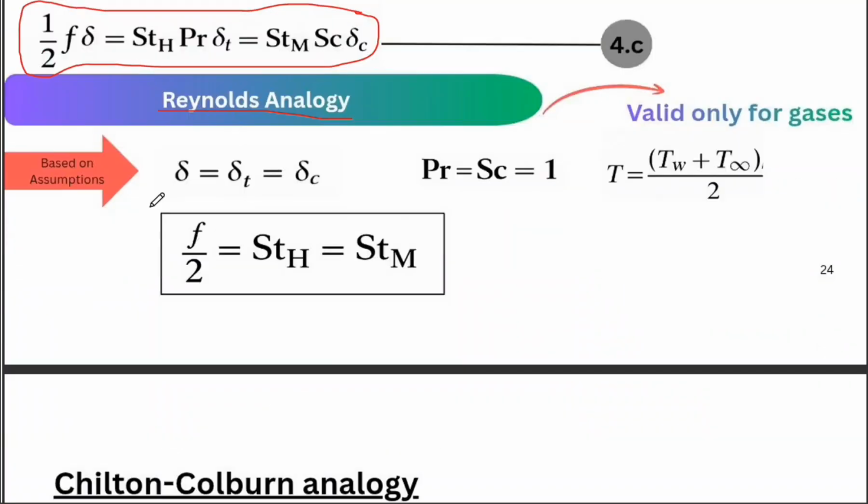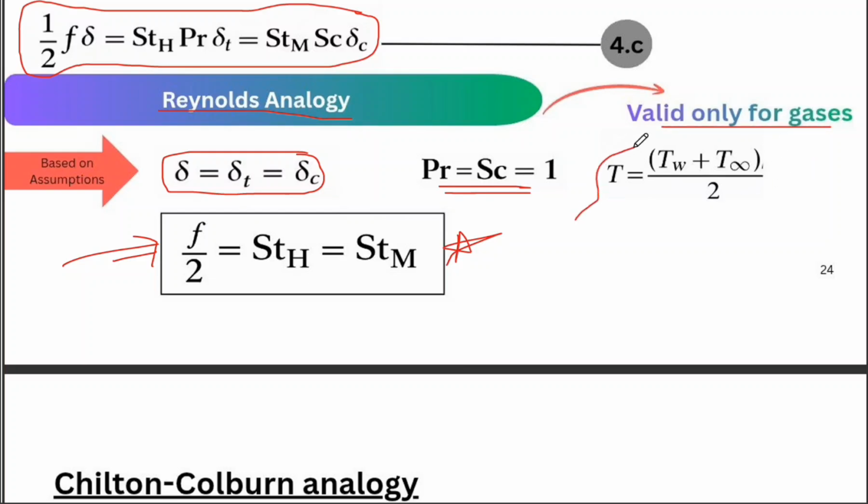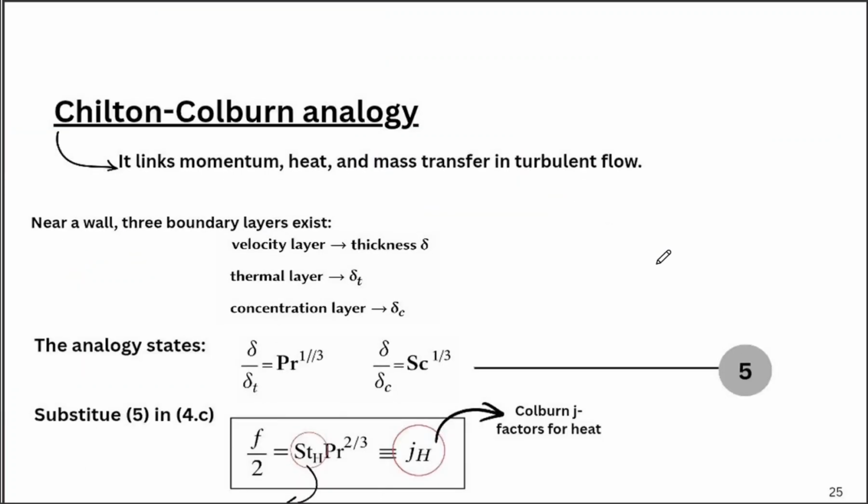Based on the assumptions, velocity boundary layer thickness equals thermal boundary layer thickness equals concentration boundary layer thickness. And another assumption, Prandtl number equals Schmidt number equals 1. Then F by 2 equals St_H equals St_M. This is valid mainly for gases. It also assumes that properties are evaluated at film temperature. Film temperature equals wall temperature plus free stream temperature divided by 2. This is consistent with the book's guidance on evaluating properties at film temperature.